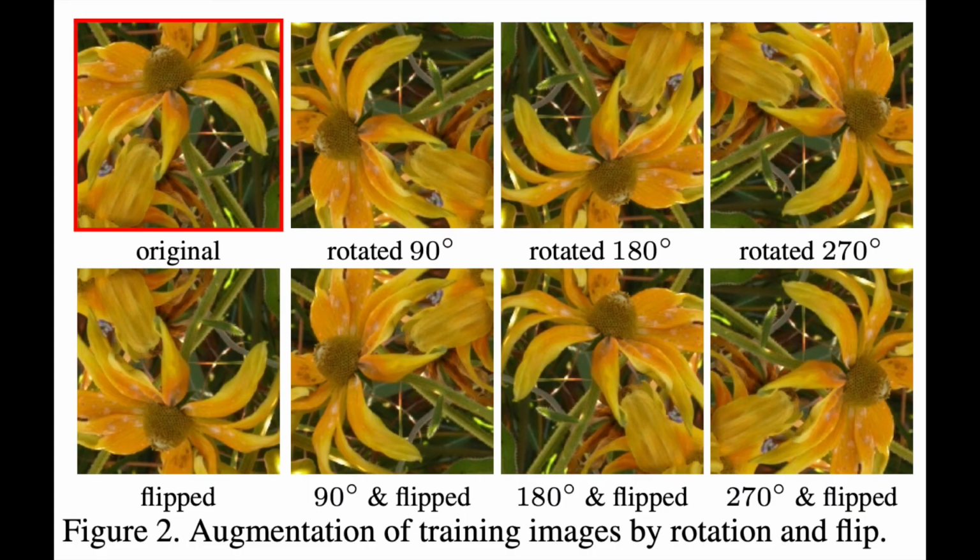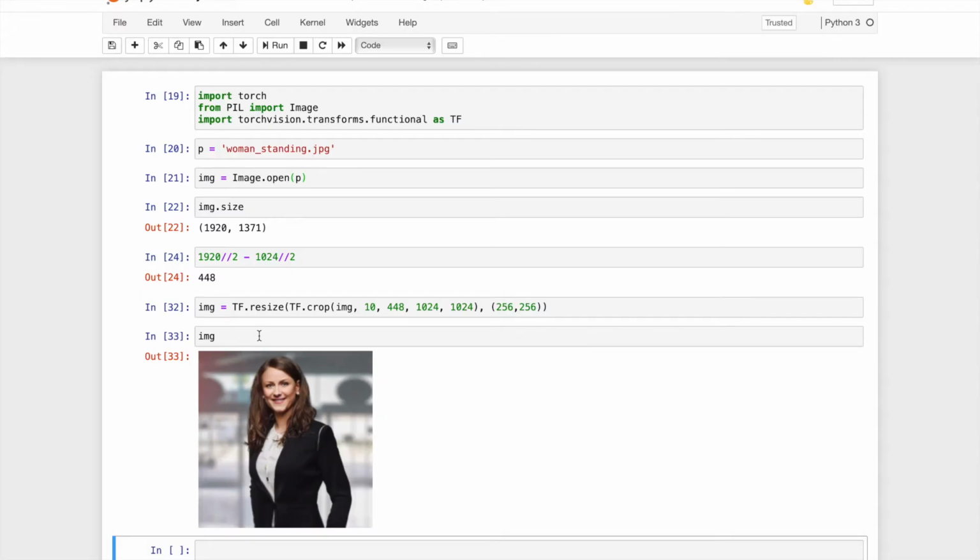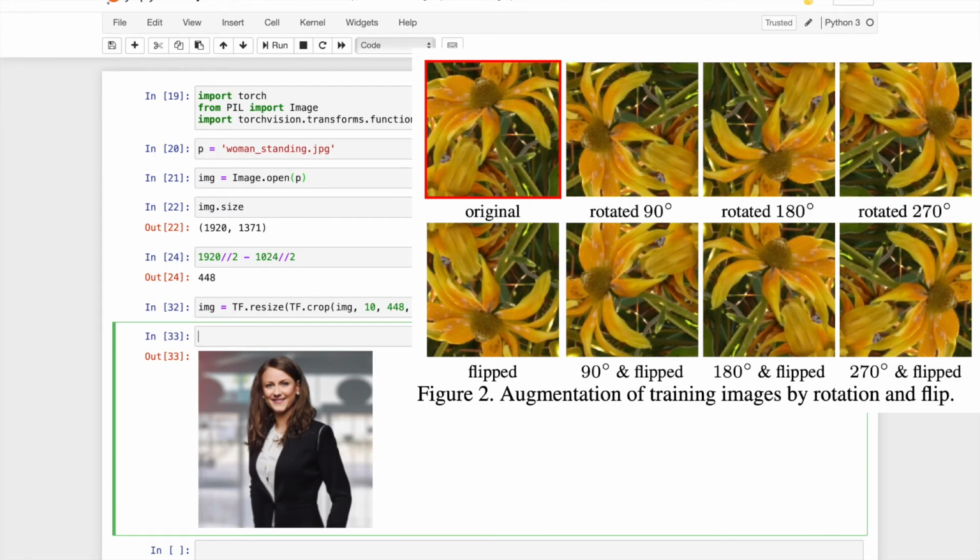So here you can see there are 7 kinds of transformations done on the original image. We'll be doing the same using PyTorch. Let's start with rotate at 90. For rotating this image, I'm going to use tf.rotate image comma 90. So 90 is the degrees. So I'll do a 90-degree rotation.